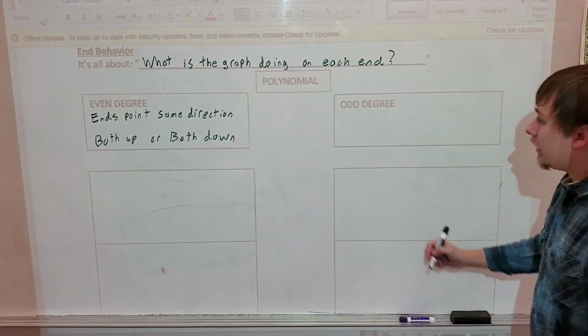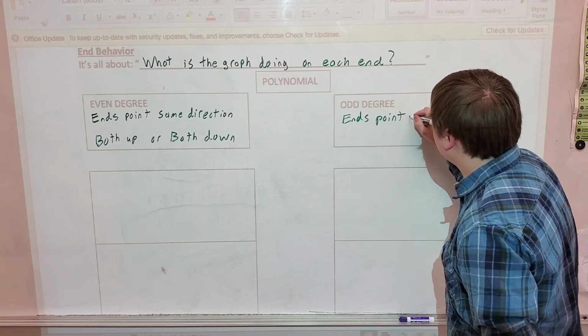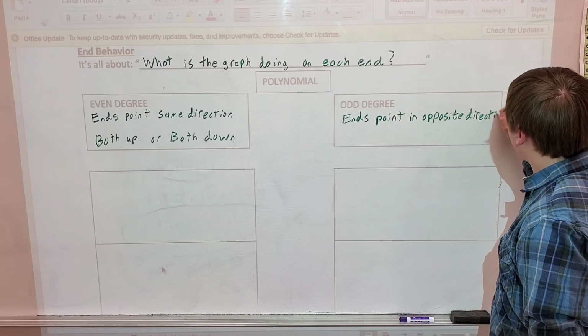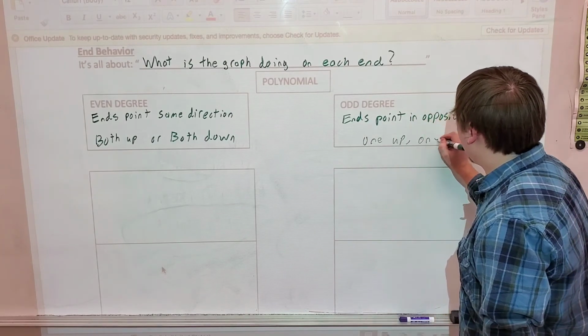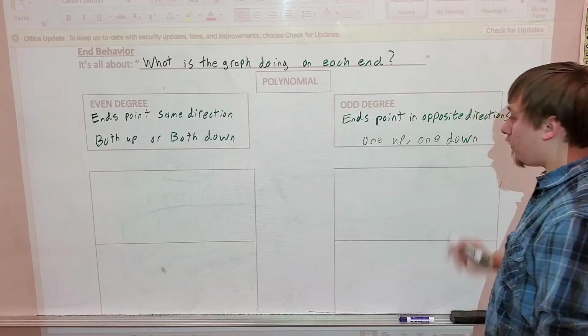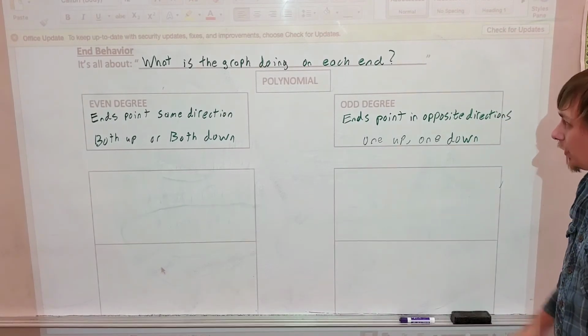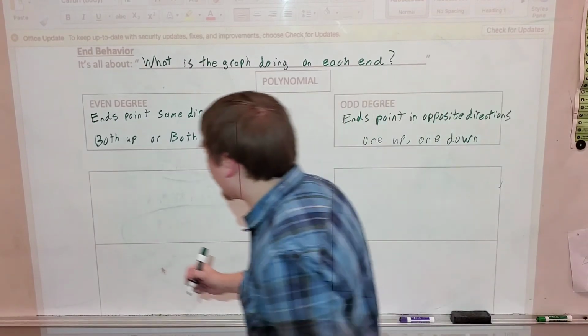For an odd degree, the ends point in opposite directions. Okay, so one end will go up and the other end will go down. Okay? So what does that look like? And we see that each one of these sides, even degree has 2 more boxes, odd degree has 2 more boxes, because once you split it once, it does split again. And what it depends on is the sign of your leading coefficient.